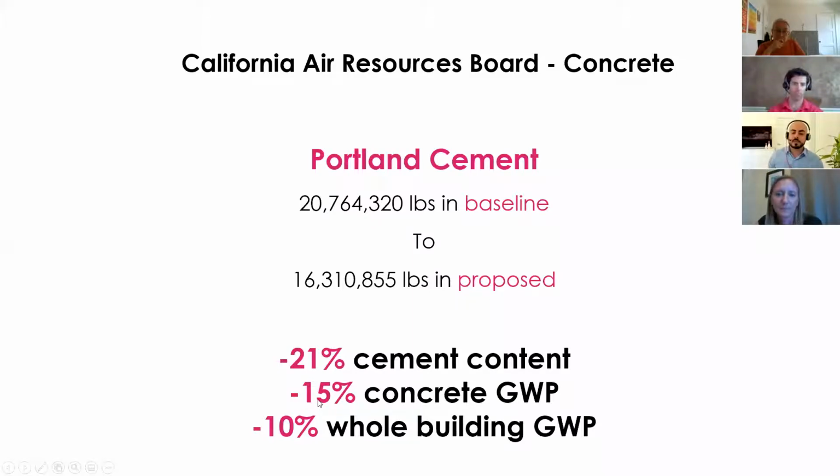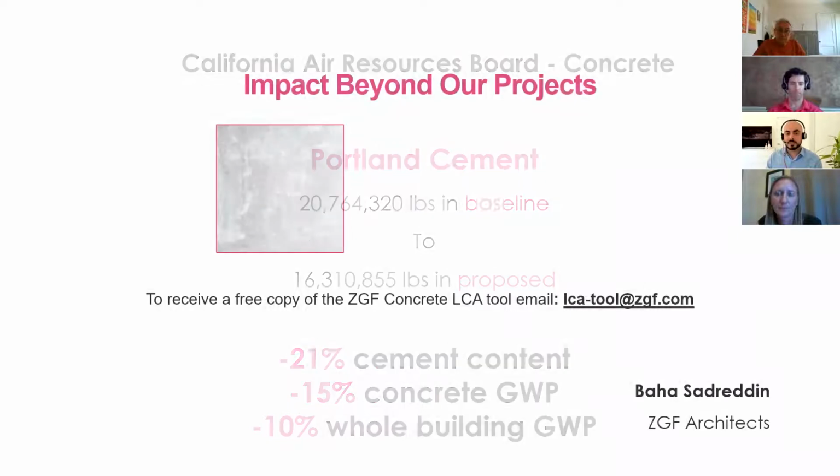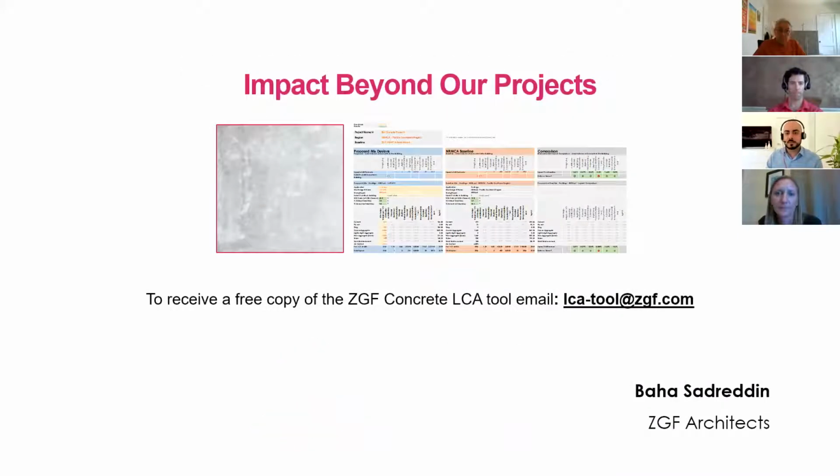So 15% less impact from concrete. And then after adding the enclosure, the whole building was able to reduce its impact by 10%. So after being able to just do this on many projects at ZGF and being able to really optimize concrete and reduce the impact of that building by 10 or 15%, we also, again, thanks to Tally, thanks to NRMCA, everyone agreeing with this, made it public for free.